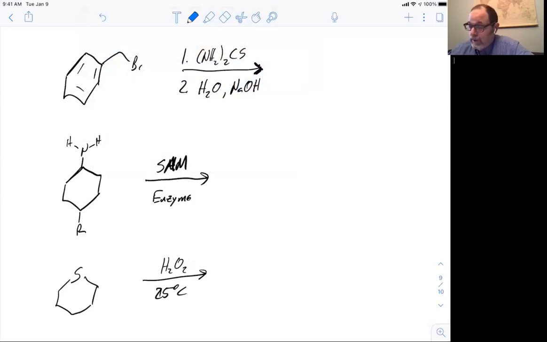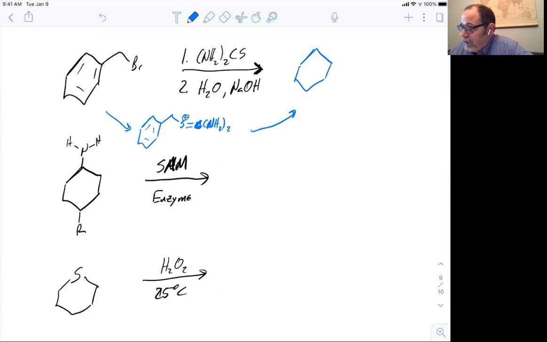Let's go ahead and take a look. So in the first one, remember that we are adding the thiourea to make this sulfur compound, and then we're hydrolyzing that to thiol. So this is just a way to make a thiol without any secondary sulfide reactions.